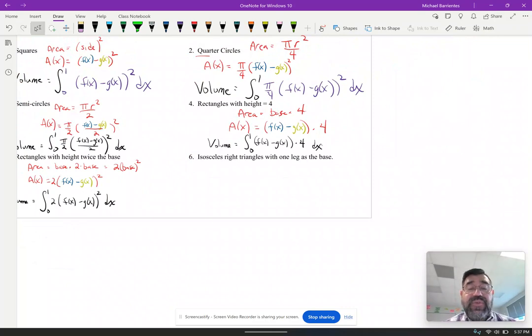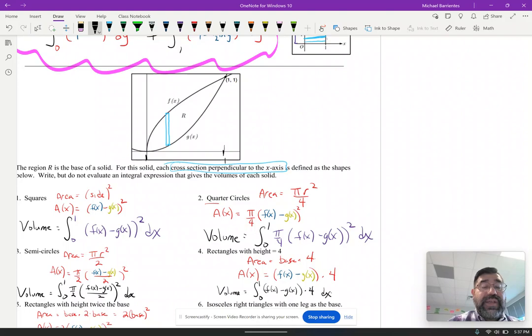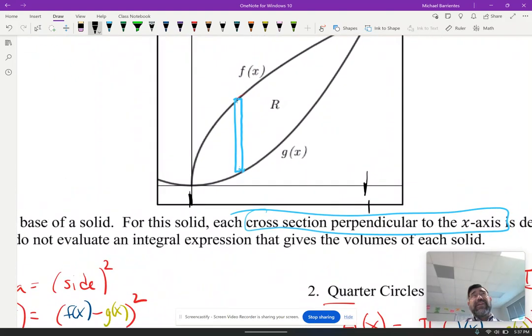And then finally, we get to number 6. Isosceles right triangles with one leg as the base. So I'm going to try to draw this. Okay, isosceles right triangle. What do I know about an isosceles right triangle? Isosceles means 2 of the legs have the same length. So if this is one of them, then the other one goes up, and the hypotenuse goes this way. But here's what we know: this length and this length are the same.